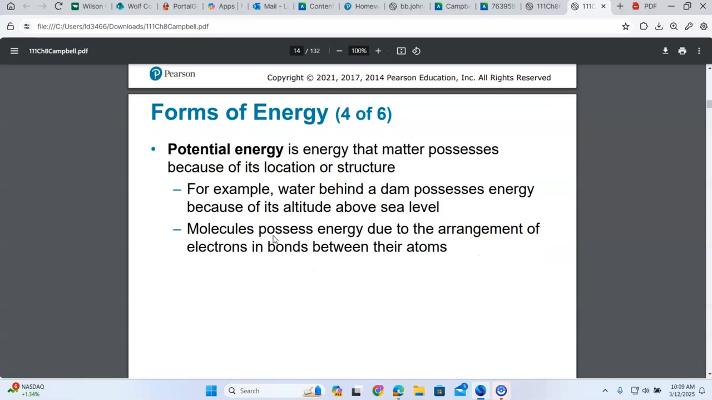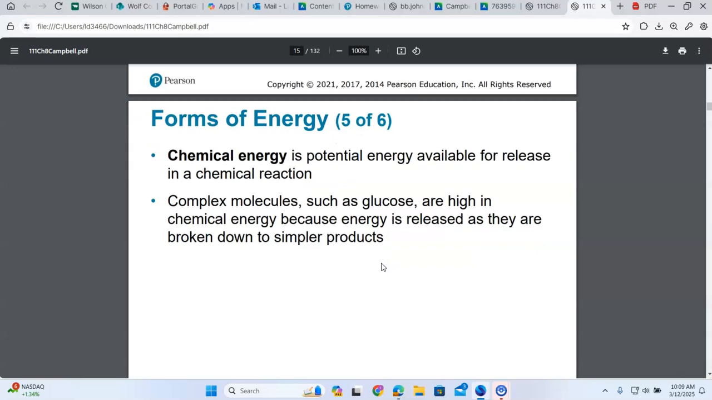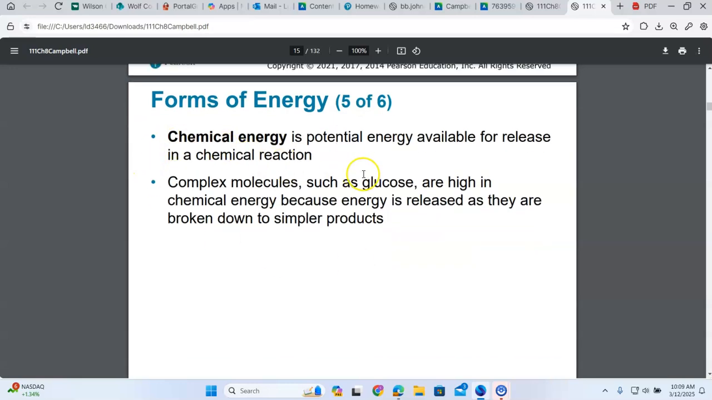And potential energy is stored energy. So molecules possess potential energy in their bonds, in the bonds that form between their atoms. Chemical bonds store potential energy. So chemical energy is potential energy, which is available for release, and it's stored in the bonds between the atoms that form molecules.